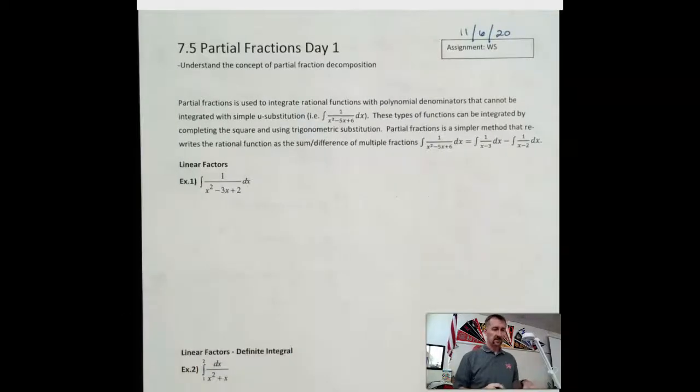Alright, so you may have done this in pre-calculus. I don't know if they do something like this in Algebra 2. I don't think so. But even if you haven't, I'm going to show you how to do it now.